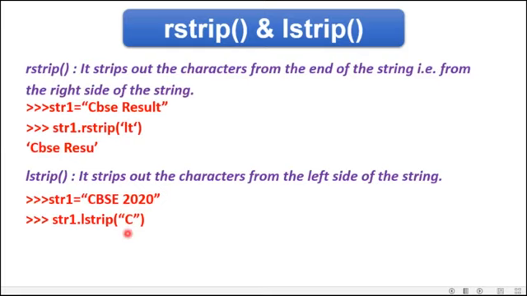So whichever character we want to remove, whether from the right hand side or left hand side, we need to pass it inside the round brackets of the function. And as a result, I'll get this. Because C is stripped off, so I'm left with BSE space 2020. So we can see all these things practically also.